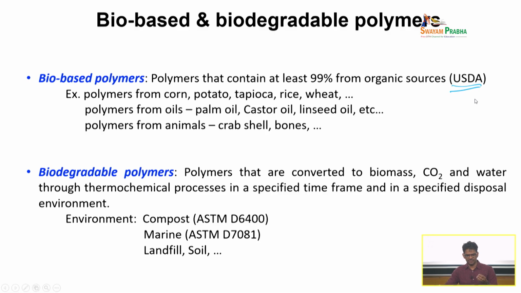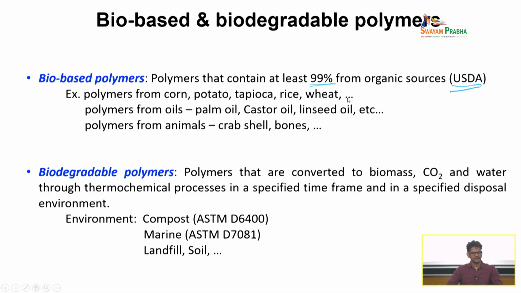So if you look at bio-based materials or bio-based polymers, whenever you say that, it basically means that, as per the United States Department of Agriculture, materials or polymers that contain at least 99% of their mass coming from an organic source. Organic source meaning it could be naturally growing plants or plant produce or plant wastes, etc. Anything that is coming from earth as an organic source.